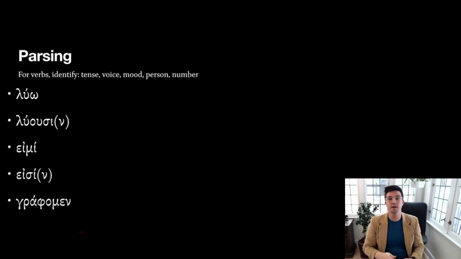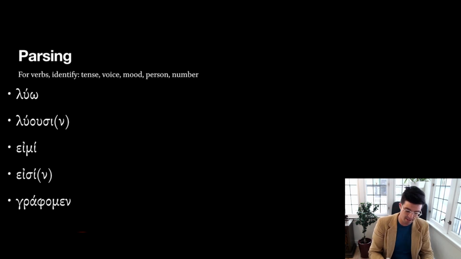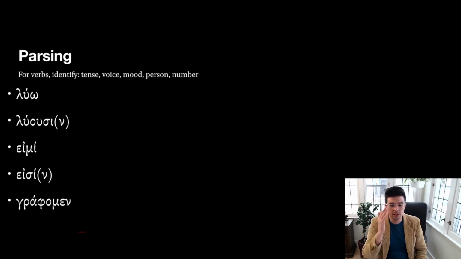So the last thing we're going to do here is talk about parsing. Parsing is something that you're going to be asked to do often on both quizzes and homework, and also in this format for the videos. So I've given us 5 different words here. I'm going to say them: luo, luusi or luusin, eİmī, eisi or eisen, and graphomen. So what I want you to do is go ahead and write these words down on your whiteboard and see if you can identify these things.